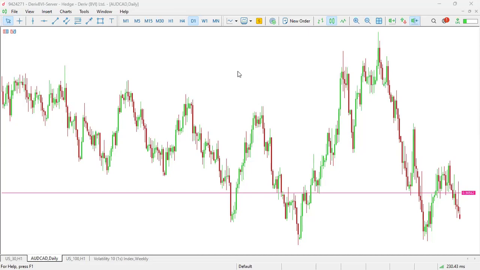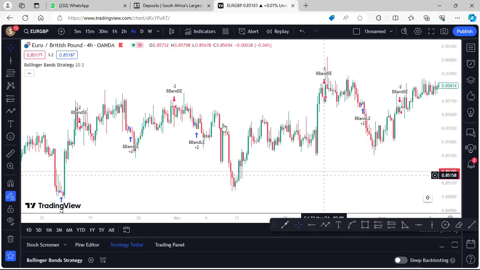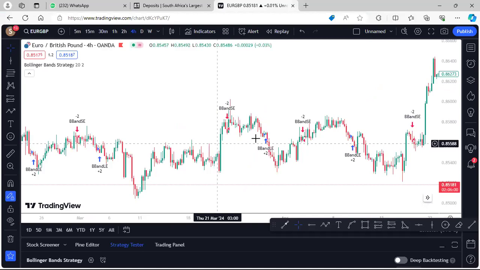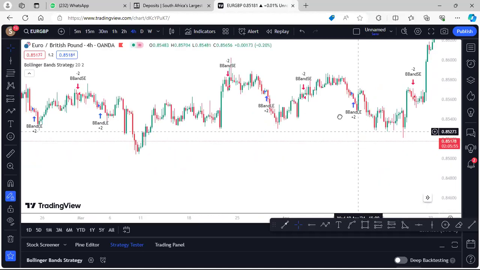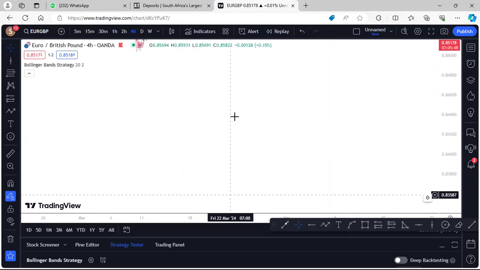Let's just go back to TradingView. Okay, we come back here. If you want a clean whiteboard on TradingView, you just drag a bit on the price, then you push it up. You'll have a clean board.